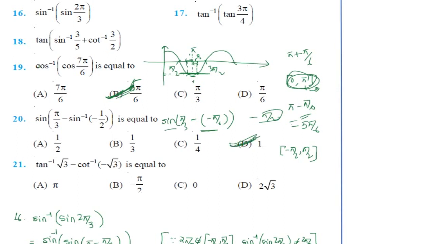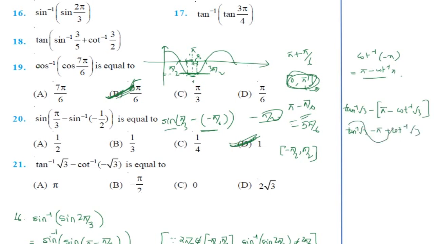Now coming to the last question of this exercise, similarly we have tan inverse root 3 minus cot inverse of minus root 3. Now let us check it out. You have studied that cot inverse of minus x is going to give you pi minus cot inverse of x, if you remember. So this is what I'm going to apply. So this is going to give me pi minus cot inverse of root 3. So this is going to give you tan inverse of root 3 minus pi plus cot inverse of root 3. Now tan inverse of root 3 plus cot inverse of root 3, you know it is pi by 2 very simply, and extra you have got minus pi here. So pi by 2 minus pi gives you minus pi by 2. So minus pi by 2 turns out to be the correct option.